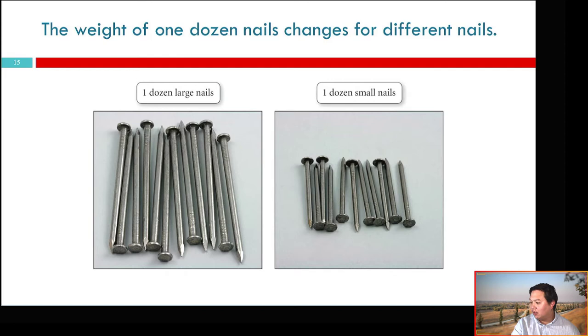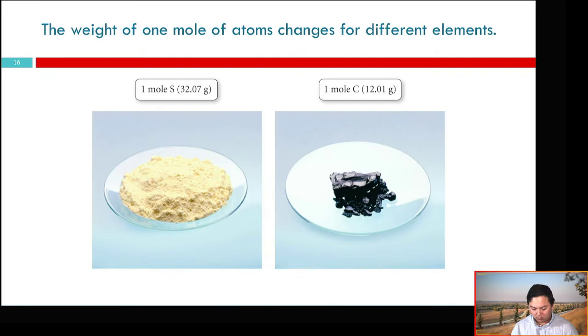Gold has an atomic mass of 196.97 grams per mole. So if you had 1 mole of gold, that would weigh 196.97 grams. So almost 200 times what hydrogen would weigh. And here's another example of that.